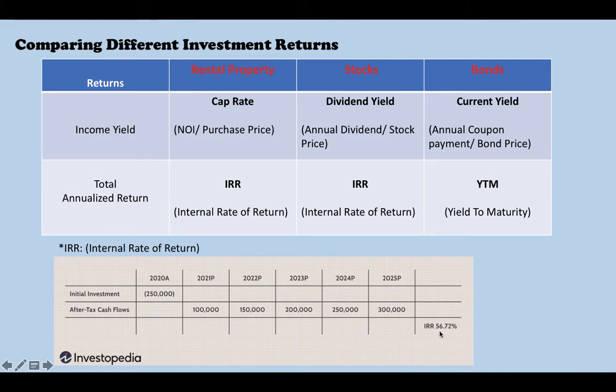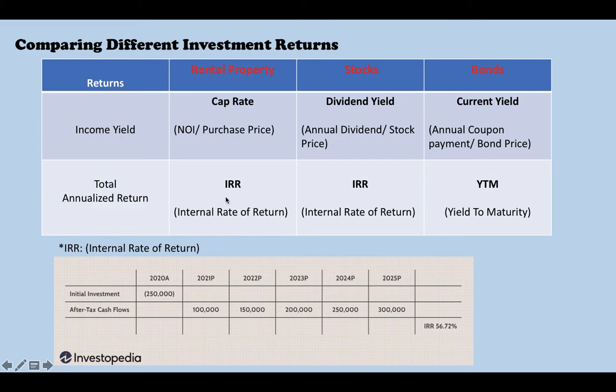Annualized, this means each year you have a 56.72% annualized return. So when you compare the total return, you should use this one. Ultimately, you can evaluate how good a return each investment class will give you.